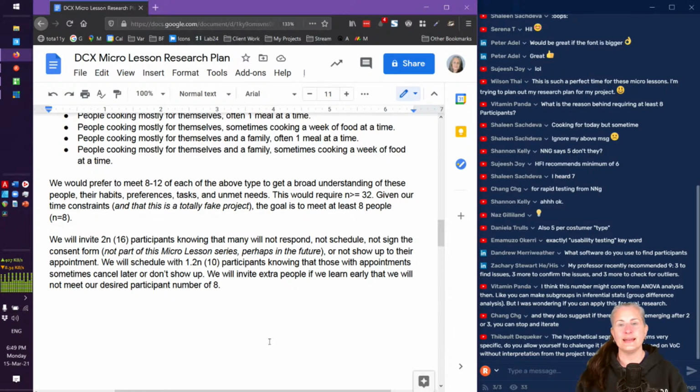But I think that it's 5 of each customer type, and we still have to take people with accessibility needs into account. And right there, that could be 5 or 10 people.